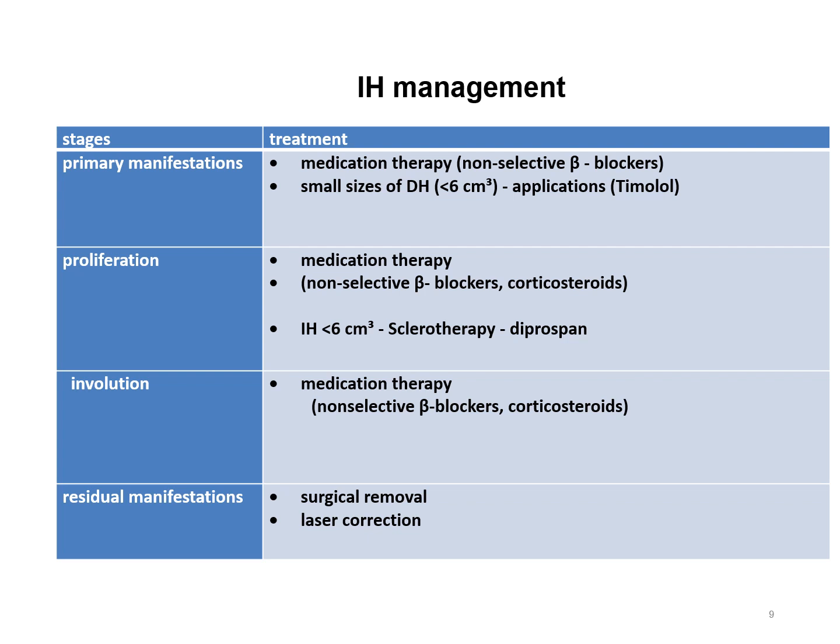In the second stage, the proliferation stage, we use medication therapy, the same non-selective beta blockers with corticosteroids, and with small sizes of hemangioma, less than 6 cubic centimeters, sclerotherapy, mostly with Diprospan. In the third stage, involution, we use the same beta blockers with corticosteroids. And in the final stage, surgical removal of the scars and laser correction of the scars.